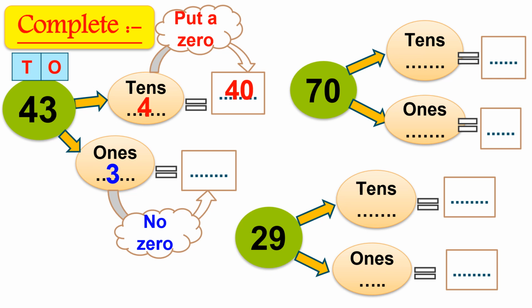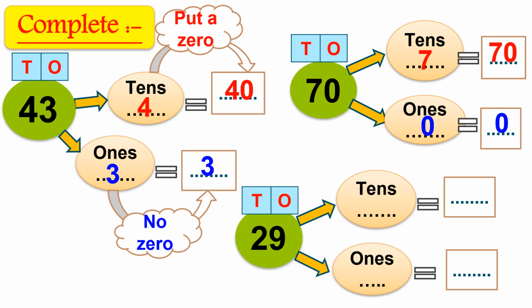Another one, I have here 70. So, first step, ones and tens. 7 is tens, so equal 70. And 0 is ones, equal 0. Another one, 29. First step, ones and tens. 2 is tens, so equal 20, 1 0. And 9 is ones, so equal 9.